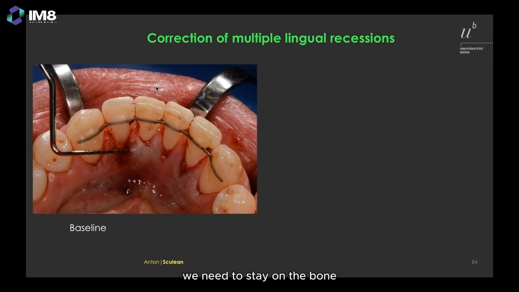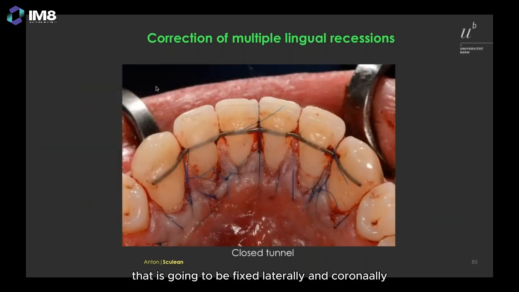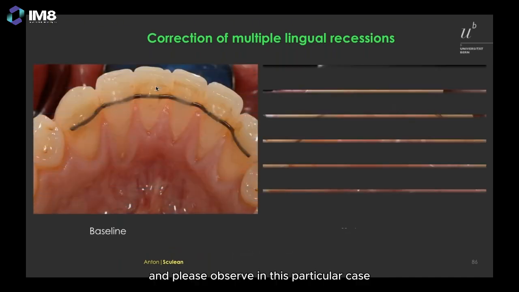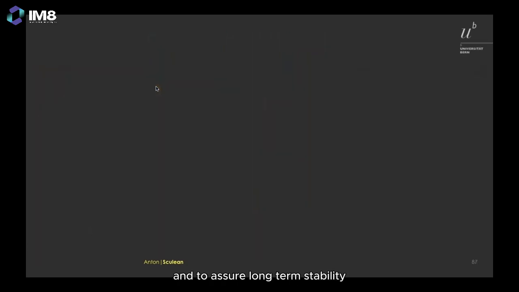We need to stay on the bone. Don't use the blade, in order not to hurt or disrupt any blood vessels. And of course, we need an autogenous tissue that is going to be fixed laterally and coronally. And please observe in this particular case a complete coverage in almost all recessions. And of course, the main indication here was to help the patient to clean and to ensure long-term stability.